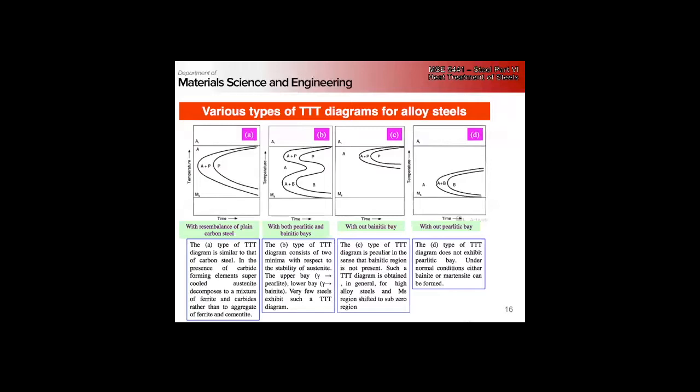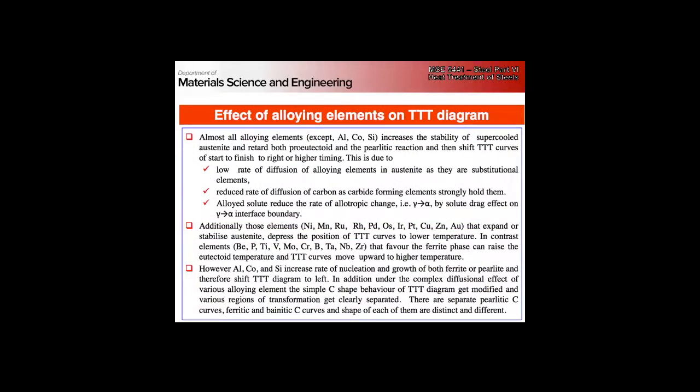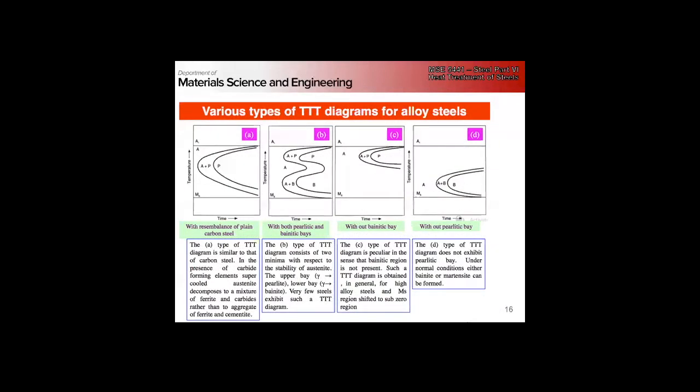And then we have a whole host of elements, right? Nickel, manganese, all these rare earths, copper, zirconium, and gold, right? And so these, oops, go back to the TTT curve here. These stabilize the austenite, and shift the TTT curves down to lower temperatures, right?